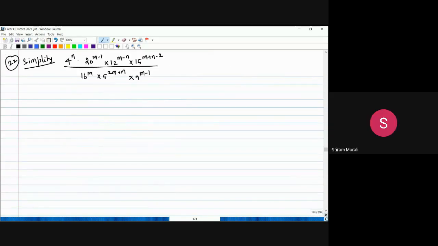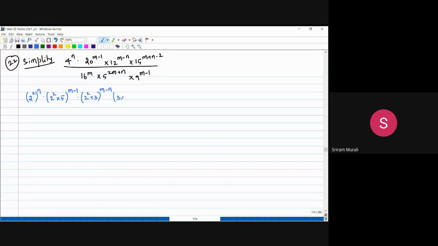Question number 22. We want to arrive at the same base, any multiples of prime numbers. So you have to reduce this to prime form. Shall I write this 4 as 2 square, the whole power 2n? It is 4 into 5, I mean 2 square into 5, the whole power m minus n. It is 2 square into 3, the whole power m minus n.